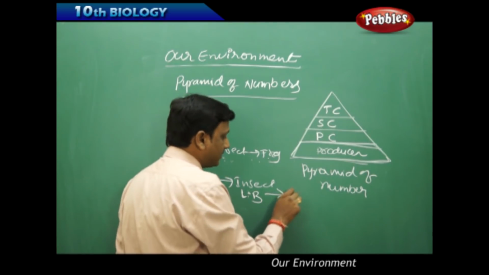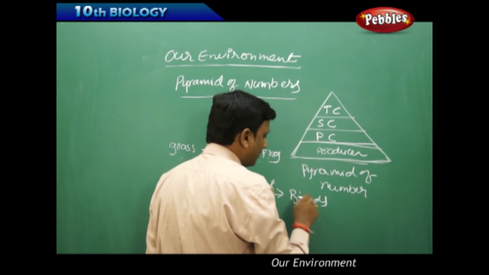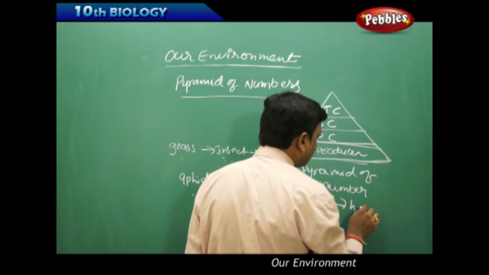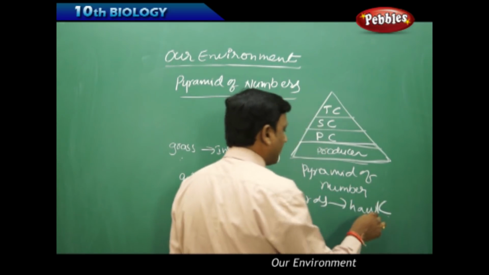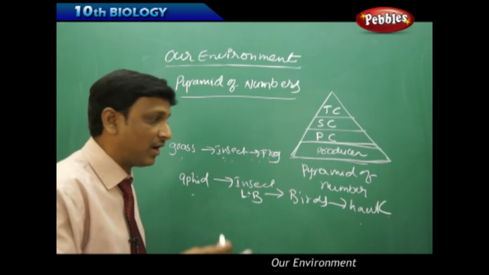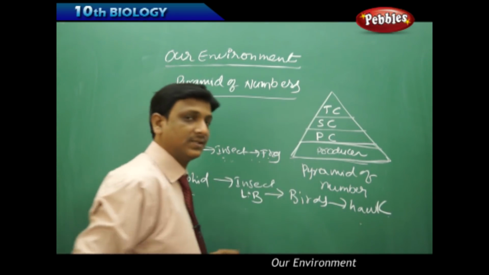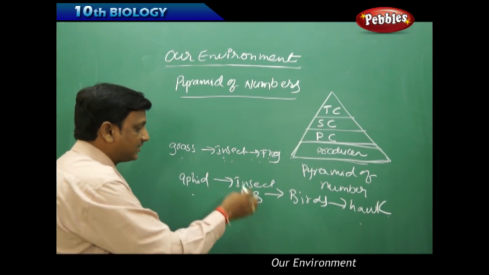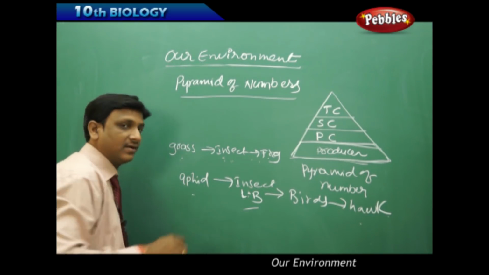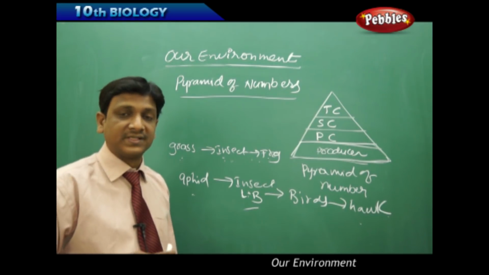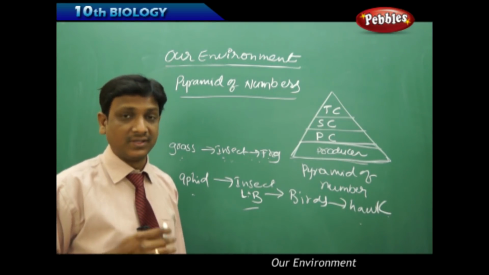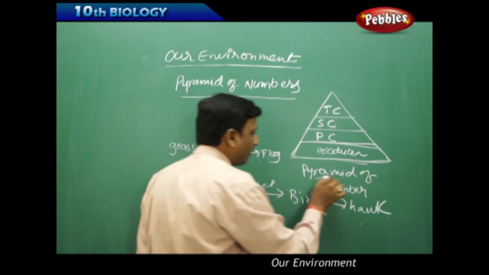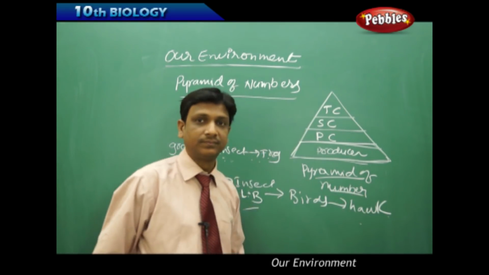These are eaten by birds. The number of birds is less compared to the ladybirds. These birds are eaten by a hawk. The number of hawks is very small, but the size of the hawk is much bigger than the birds. The size of the bird is bigger than the insect. The size of the ladybird is bigger than the aphid. So the size of the organism increases, but the number of organisms decreases. This is represented with the help of a pyramid of numbers.